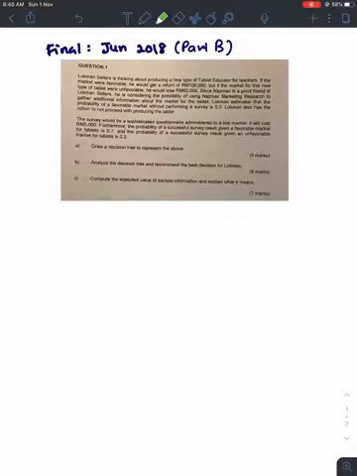Today we continue with the last part in decision theory. We are using Bayesian theorem in order to calculate the posterior probability. I use a question from the set June 2018, part B, question number 1. First, we look at the question.